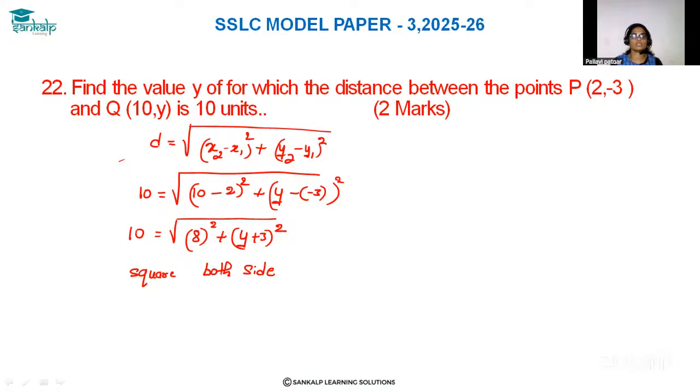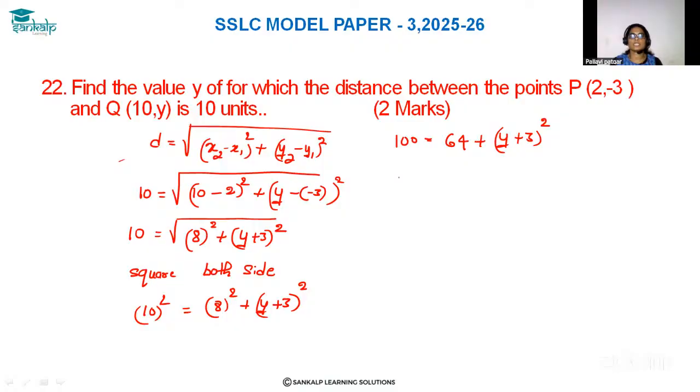Equation to eliminate the square roots. So what happens is 10 square is equal to 8 square plus y plus 3 whole square. So 10 square is 100, is equal to 8 square, which is 64, plus y plus 3 whole square.